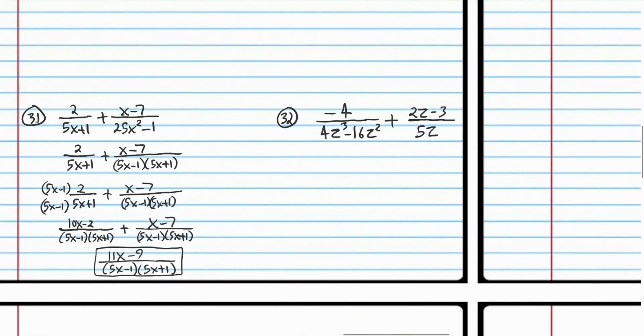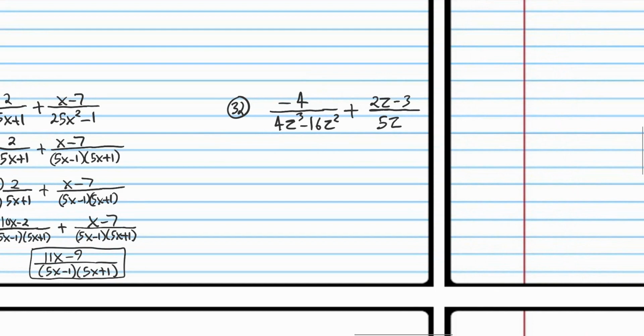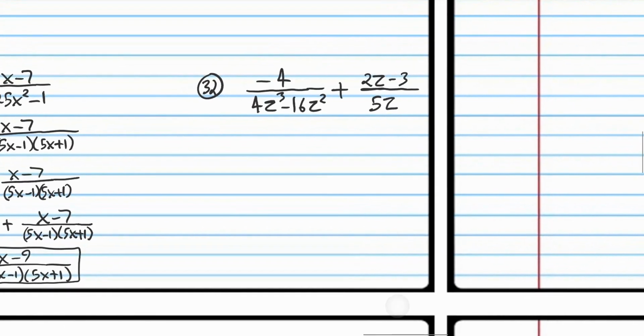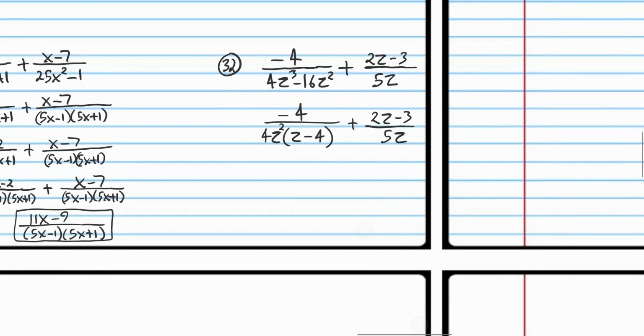So on to number 32. Now, number 32 is going to be pretty challenging, so let's try that one together. So we're going to factor out 4z. Looks like we need, whoops, we need to factor out 4z squared actually. So now that we've factored, let's rewrite. Again, I'm showing every step here.